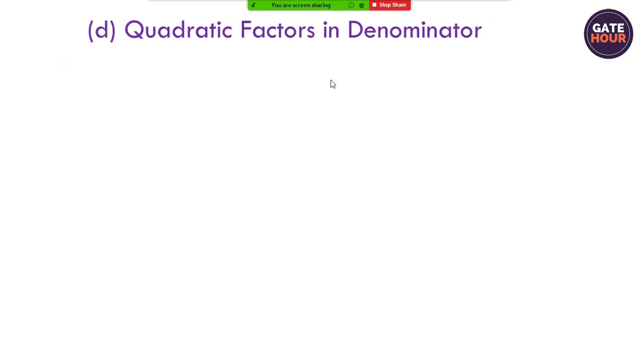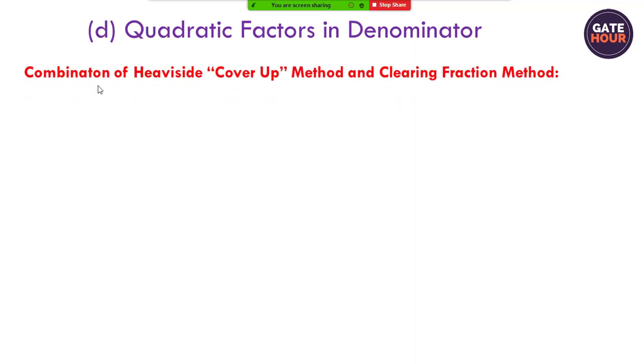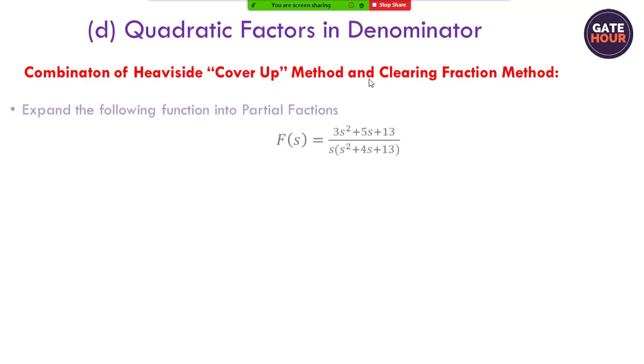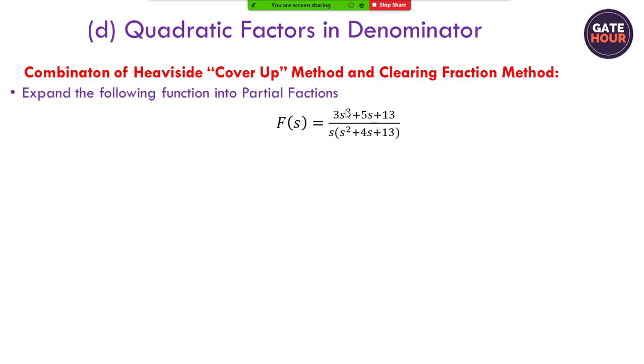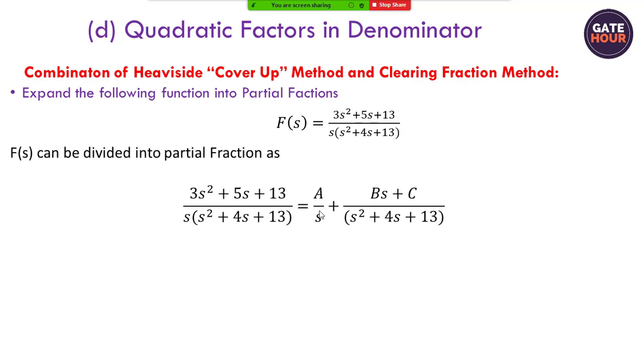Now we go to the next one, when there is a quadratic factor in the denominator. In this case I suggest you use the Heaviside cover-up method as well as the clearing fraction method. I am considering the same example here. You can partial fraction it like this: a by s plus bs plus c divided by s square plus 4s plus 13. We want to find a. Like we said already, cover this a, or erase this s, and put s equal to 0. You will get a equal to 1.